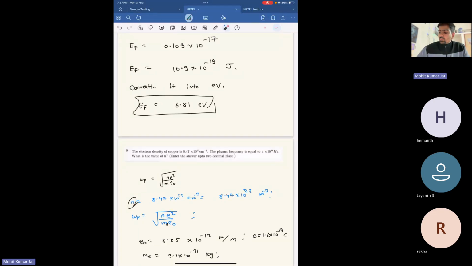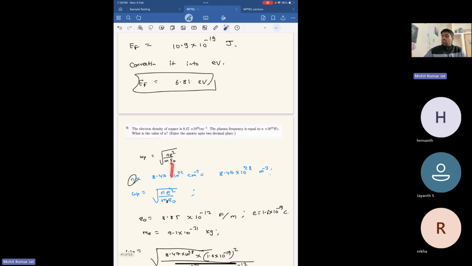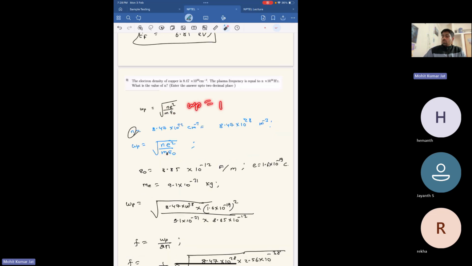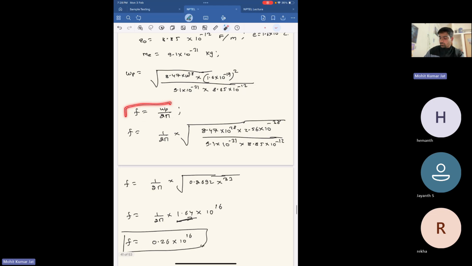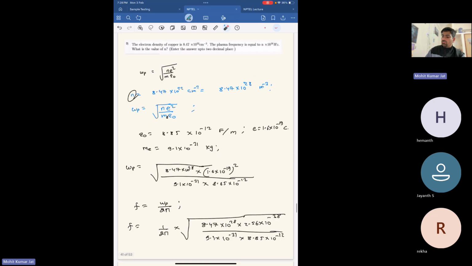In question number 9, the electron density was given, and the plasma frequency is under root n e square by m epsilon naught. We substitute all the numbers of m, epsilon naught, n. That gives me omega p to be 1.6 into 10 power 16 hertz. If I convert it to the frequency, some people call omega p also frequency, but if you go to the units of hertz, then it's essentially omega p by 2 pi, so it's 0.26 into 10 power 16.